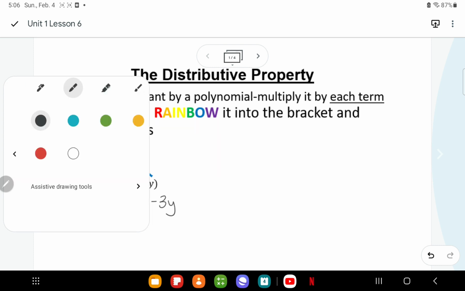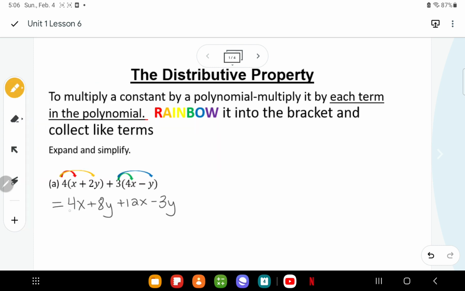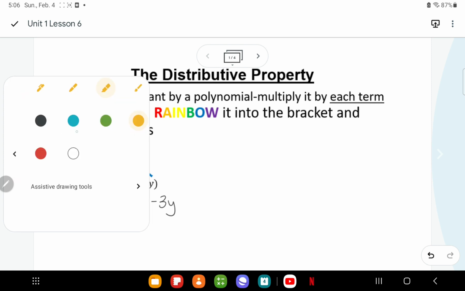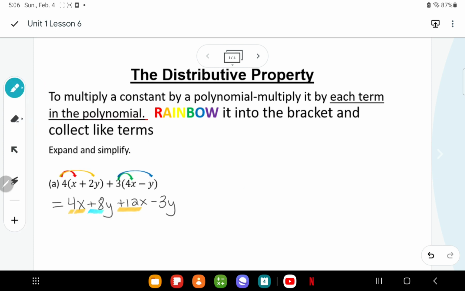Just like what we did earlier in this unit, we're now going to look for our like terms. So I see 4x's plus 12 more x's, and I see 8y's minus 3y's. So we'll combine those together using our rules for like terms, and we've got 16x, and 8 minus 3 is plus 5y. And that's it for what we're doing today. It does get a little bit bigger than that, but it's the same idea.